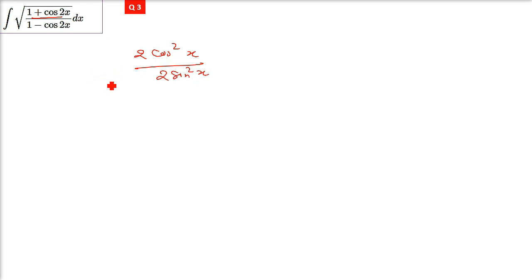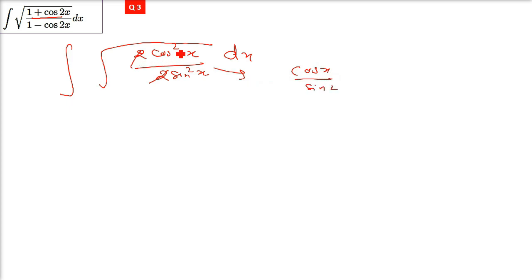So 2 cos square x over 2 sin square x, inside an under root and integral. The 2 gets cancelled, cos square gives cos, sin square gives sin. So it's cos by sin under root, which means the under root gets cancelled, so you can just eliminate the under root. Cos by sin is only cot x. So you are essentially integrating cot x.